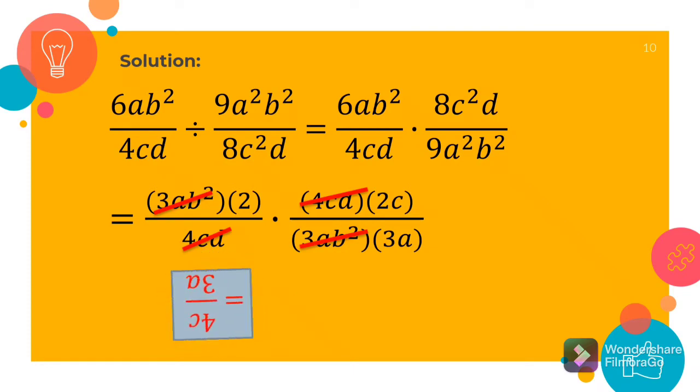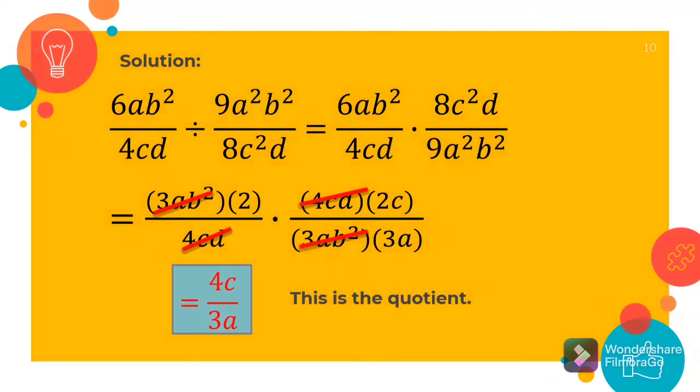Now applying your lesson in factoring, 6ab squared and 9a squared b squared has a common factor of 3ab squared. For 8c squared d and 4cd, their common factor is 4cd. So that's the common factors that we have to eliminate, or we have to cancel out. So once we go ahead and cancel that, we will simplify and our answer will become 4c over 3a. So this is now our quotient.